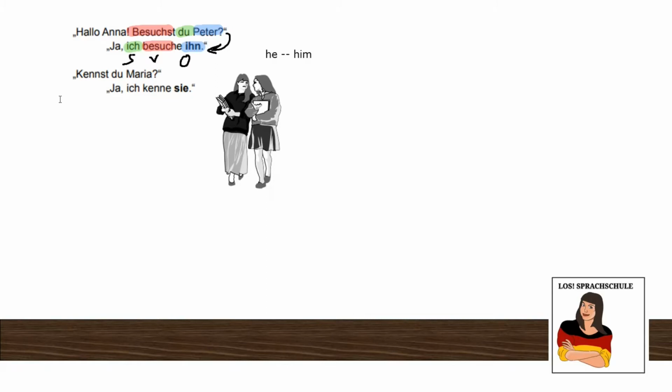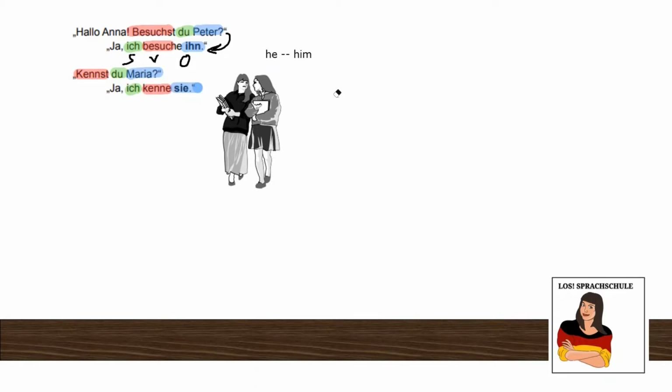Another example. Kennst du Maria? Ja, ich kenne sie. And again, the color scheme lets us understand quite a bit how the position changes. When it's a question, we have verb subject, in the answer subject verb, and the object on position 3. Maria, female name, is substituted by sie.